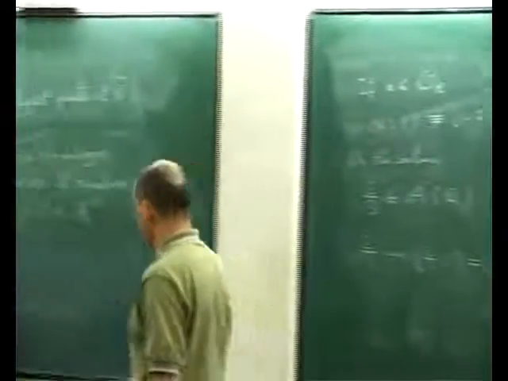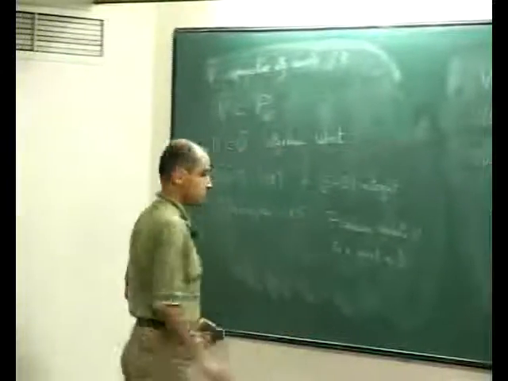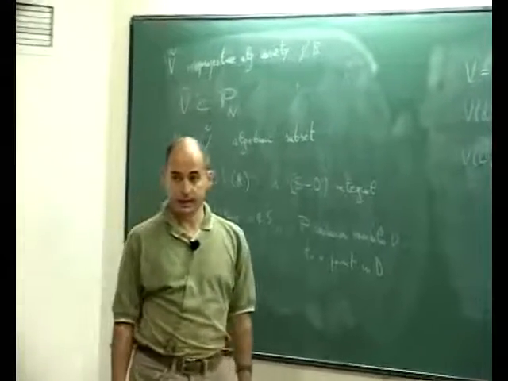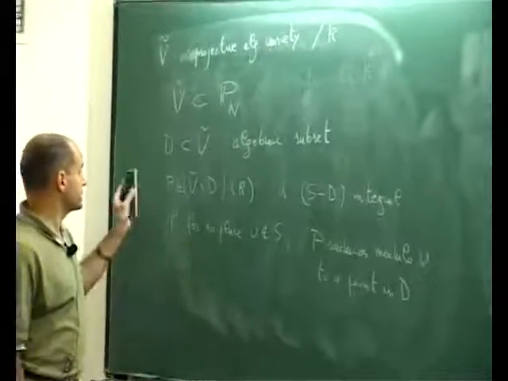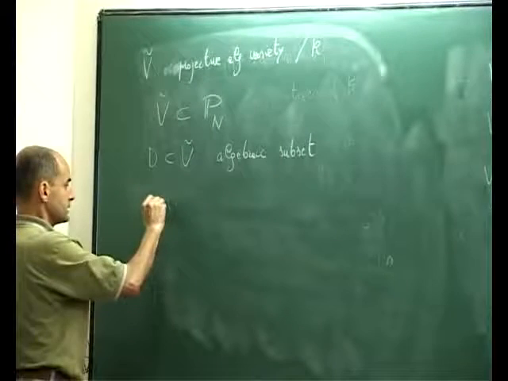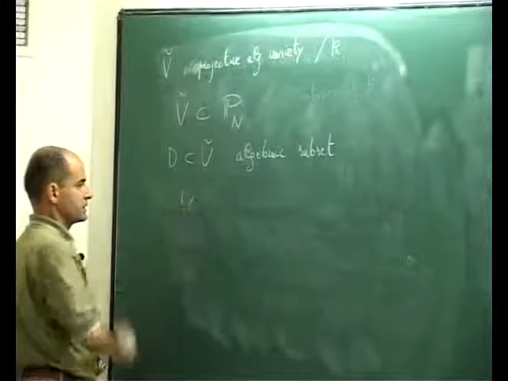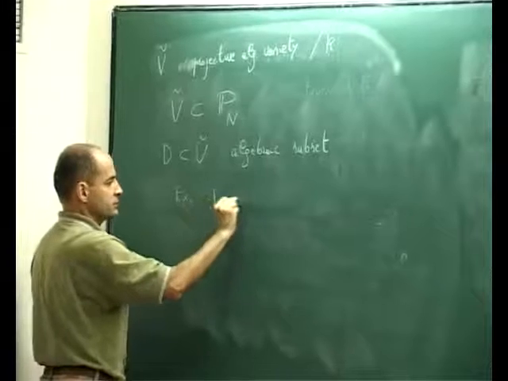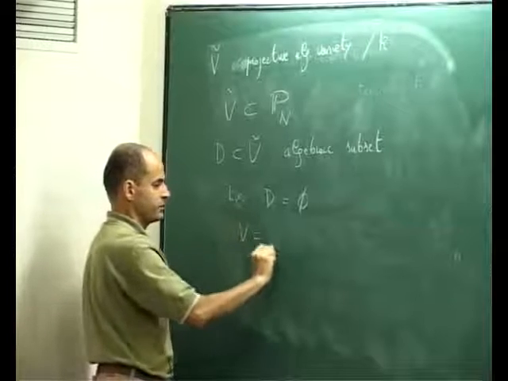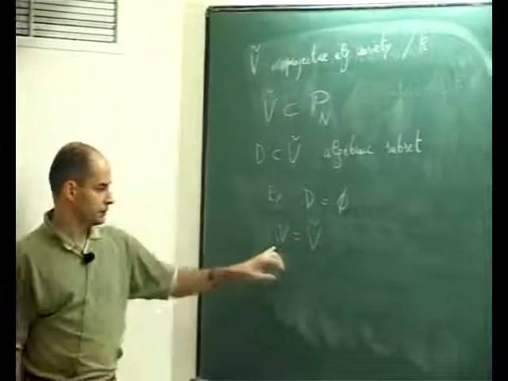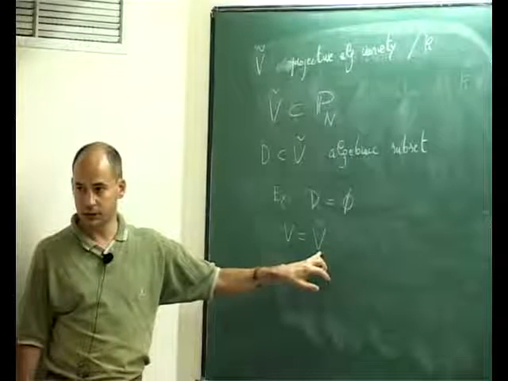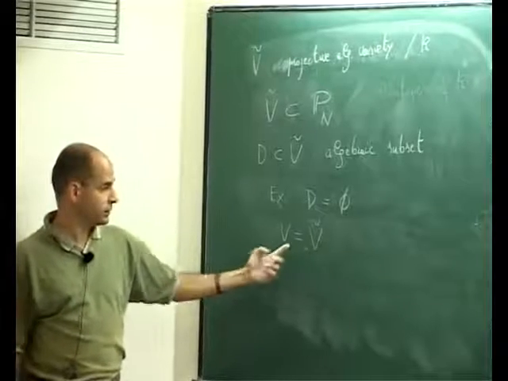We can speak of integral points even on varieties which are not affine, so they are not defined by a system of equations in An. For instance, we can consider the example where we take D to be the empty set, so that V is the same as V tilde. So V is projective. I don't eliminate anything from the projective variety V tilde. And what are the integral points on V?